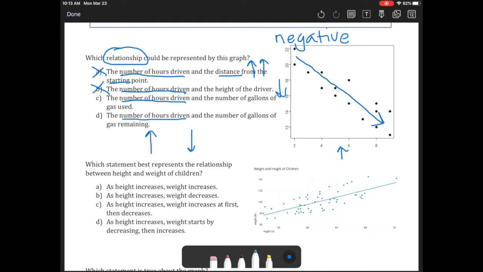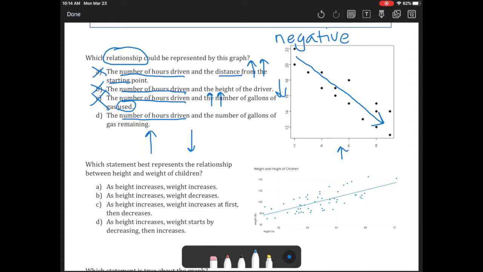C says the number of hours driven and the number of gallons of gas used. So the longer I drive in my car, the gas that I used is going to increase. In the first hour, I'll use a quarter of a tank. In the second hour, I'll use a half a tank. In the third hour, I'll use 3/4 of a tank. So both of these items would be increasing. Again, that would be a positive relationship.